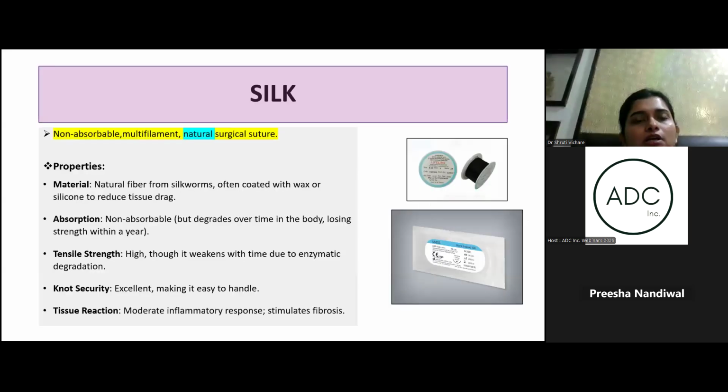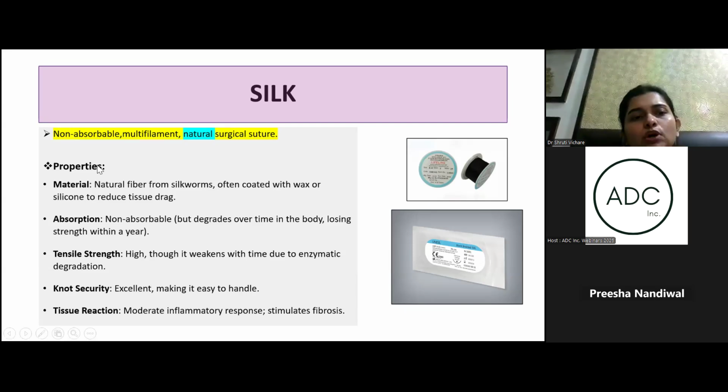These are the uses. Coming to the next suture, that is silk suture, which is very commonly used in dental colleges. Okay, favorite suture because it is not expensive. Non-absorbable multifilament and natural surgical suture it is. So it is naturally obtained from silkworms. Okay, and it is very commonly coated with wax or silicone so that the fraying of the sutures is less, and likewise the tissue drag and tissue trauma is also reduced. Okay, because of that coating.